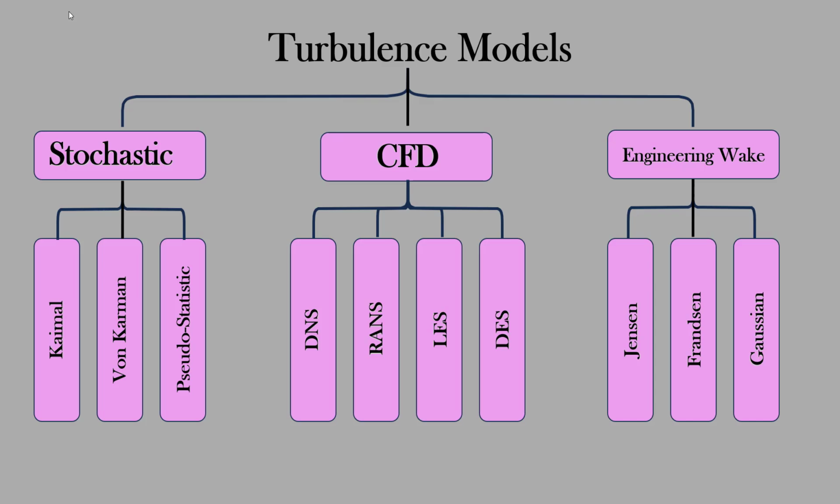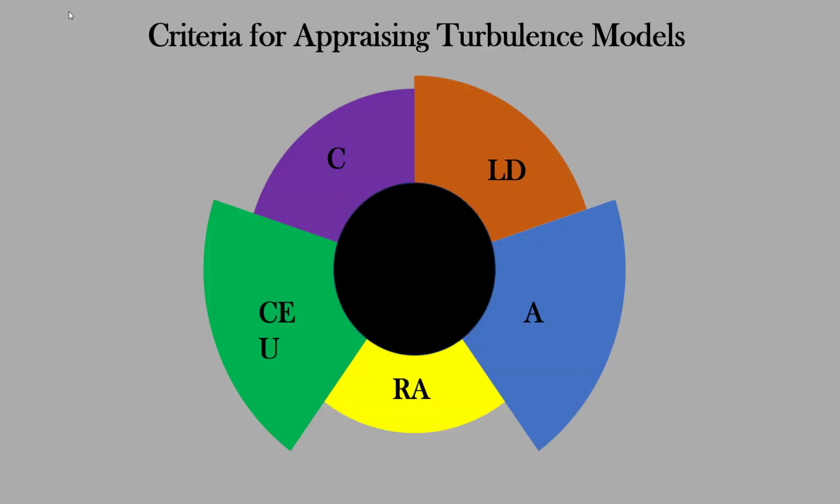I also say that this engineering wake model is less computationally expensive than the CFD models. So it's quicker to generate the data from this approach. So we are going to select a model. Let's say you want to work on a wind turbine system or a wind farm. Which approach are you going to choose?